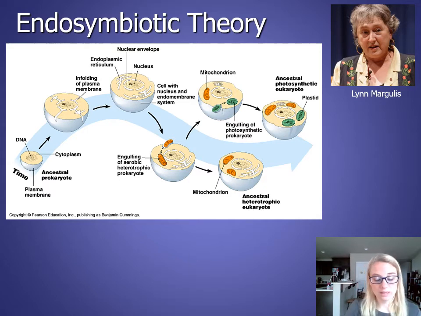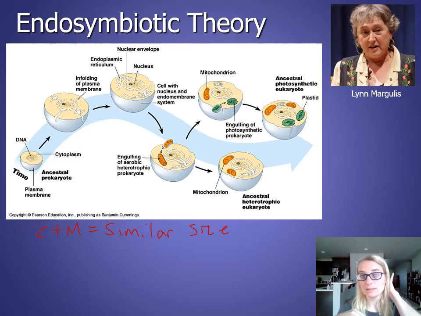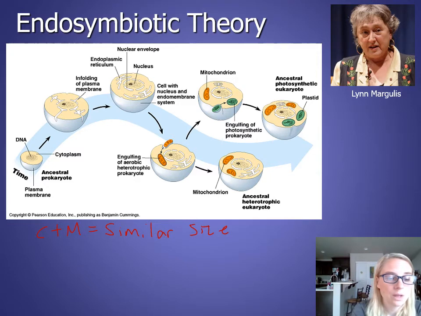So some of the key evidences, we'll take a look at those, are that chloroplasts and mitochondria, I'm just going to abbreviate them C and M, both have a similar size, about 2 to 5 microns, which is about the size of a typical bacterial cell. That's about the size of a chloroplast and mitochondria. Chloroplasts and mitochondria are double membraned.